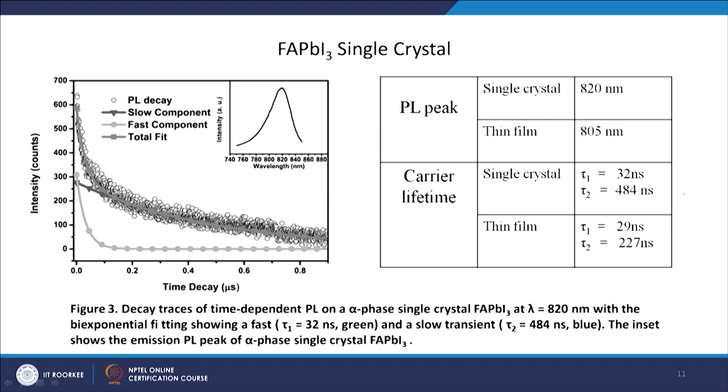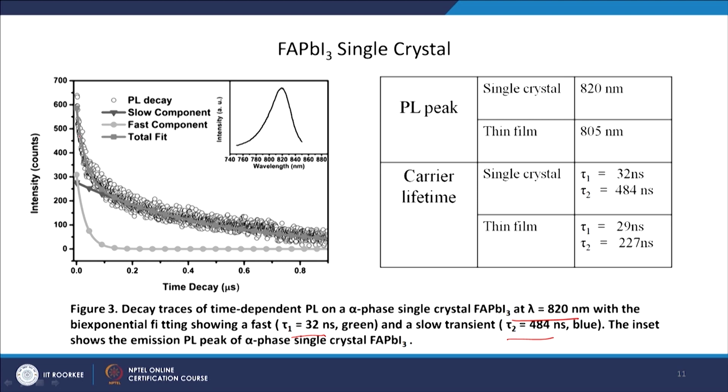almost comparable to silicon. Now, another important class of single crystal is FAPbI3, where FA, as we have mentioned earlier, is a larger organic cation in comparison to methyl ammonium or MA. So, FA stands for the formamidinium lead iodide single crystal. We are showing the decay trace of time dependent PL on alpha phase single crystal FAPbI3 at lambda equal to 820 nanometer, with the bi-exponential fitting shown as the first tau 1 is 32 nanosecond and the slow transient tau 2 is 484 nanosecond. The inset shows the emission PL peak of alpha phase single crystal FAPbI3.